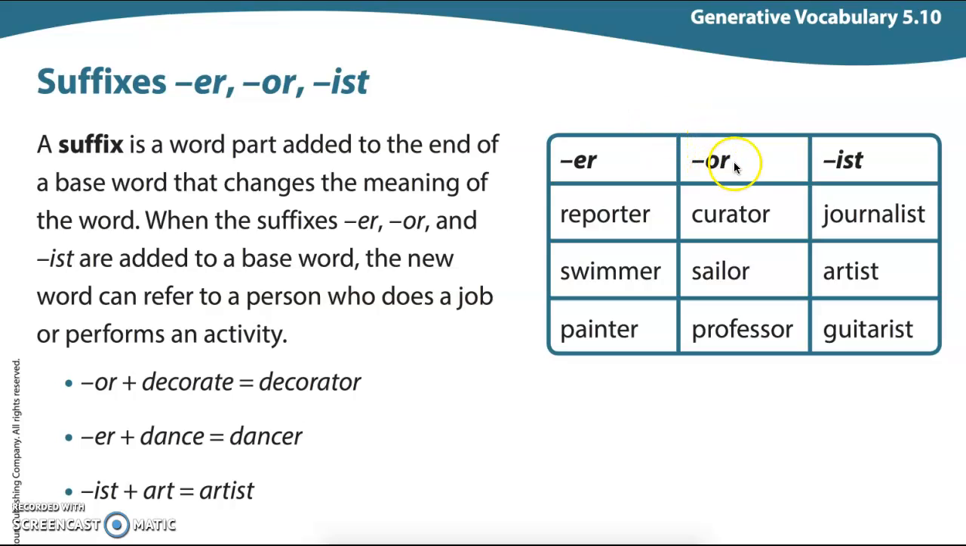Now over here in or, we have curator, sailor, and professor. Curator was one of the academic vocabulary words from when we were talking about the Brooklyn Bridge, and the museum curator was in charge of the photographs at that museum. So he was a person who was curating. And in ist, we have journalist, artist, and guitarist. So all of these are people who are focused on that root word. Like guitarist is a person who plays guitar.